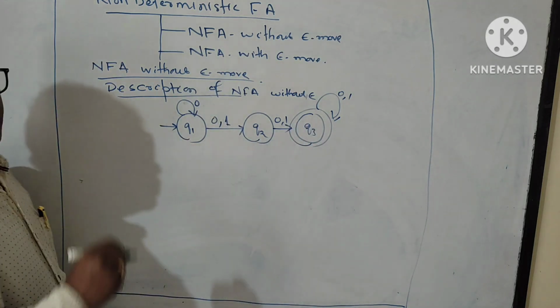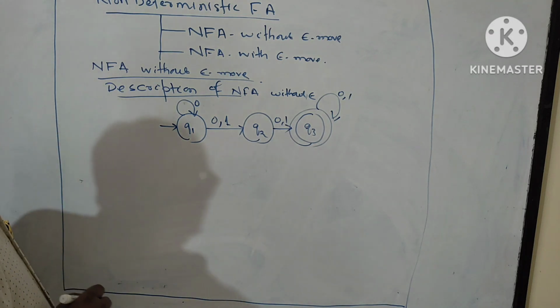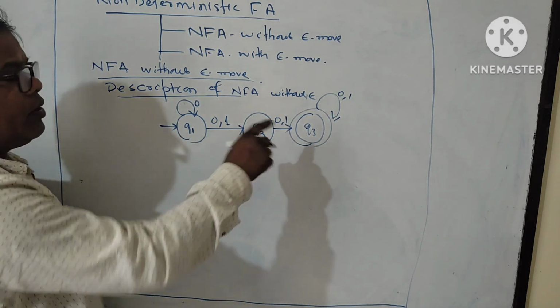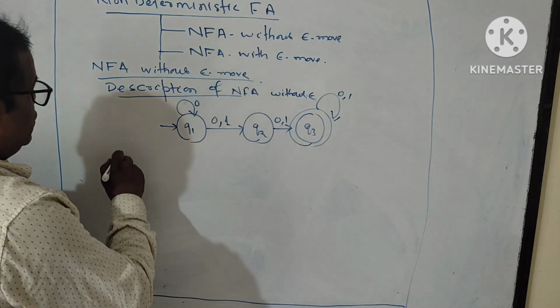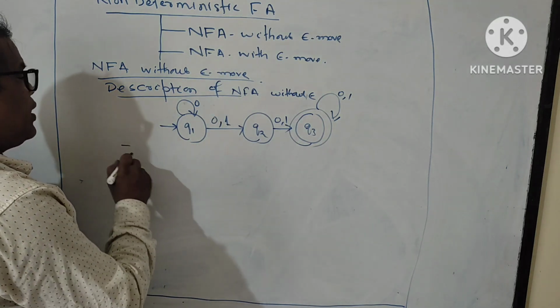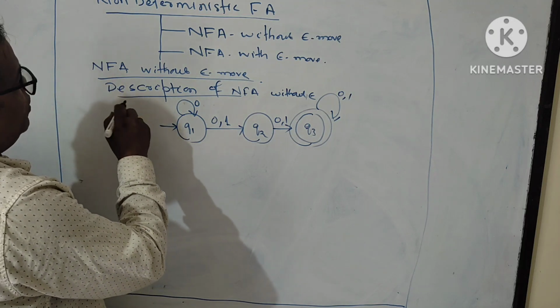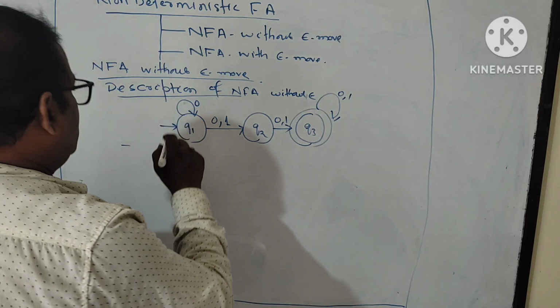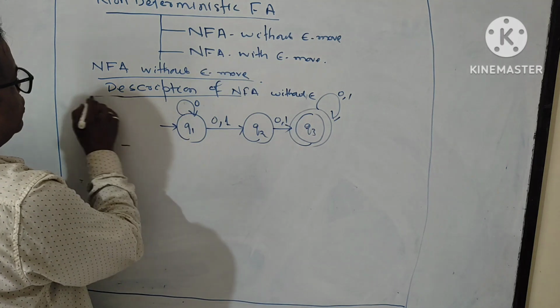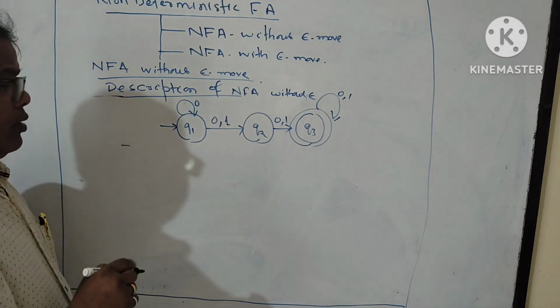Try to understand the NFA without epsilon. You could see that there is no epsilon move defined here. So, what is the idea? This is called the formal description of this NFA.